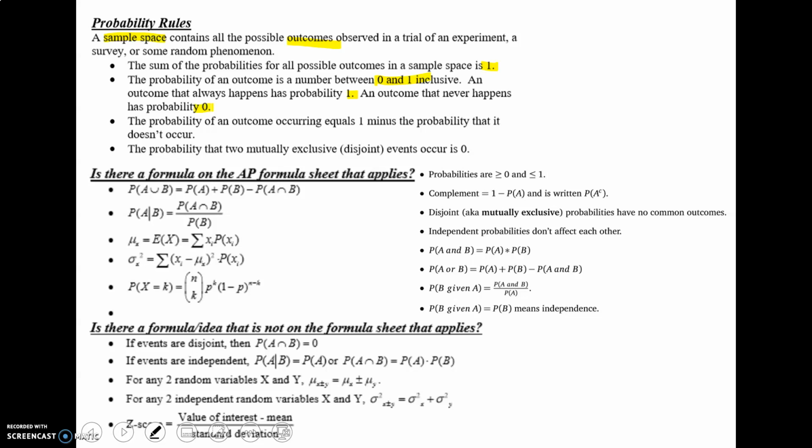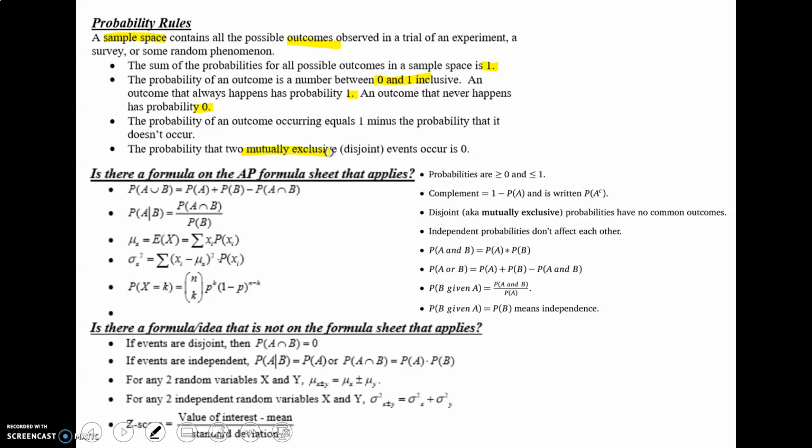Okay, the probability of an outcome occurring equals 1 minus the probability that it doesn't occur. Okay, it just means that because everything adds up to 1, if you have one event that's like 0.5, then the other event has to be 0.5 if you have only two outcomes happening in the sample space.